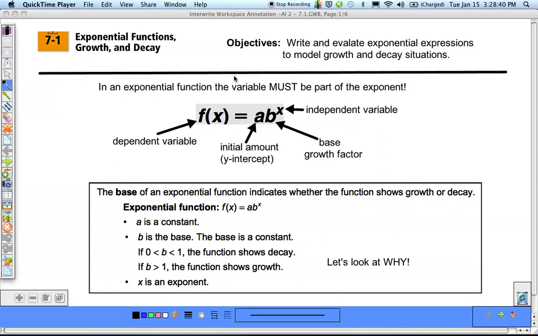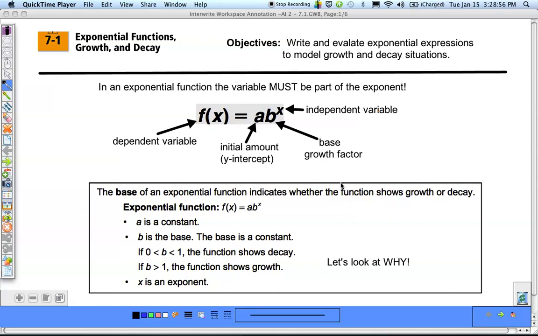Today we are going to start Chapter 7. Chapter 7 is about exponential and logarithmic functions. Specifically, 7.1 is about exponential functions, growth and decay, talking about what those terms mean and what those graphs look like and what the equations that go along with those graphs also look like.